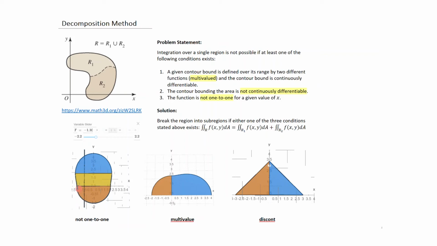In this case, the lower bound, as you move this line across, always intersects this lower bound at one point only. So this is another region over which integration would take place.